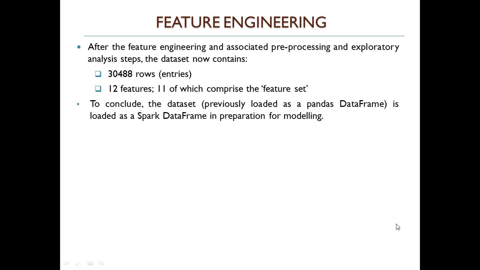After the feature engineering and associated pre-processing and exploratory analysis, our data set now contains 30,488 rows and 12 features, 11 of which comprise the feature set. The data set is now loaded as a Spark data frame in preparation for modeling. It had been previously loaded as a Pandas data frame, but now we're going into modeling, so we load it as a Spark data frame.